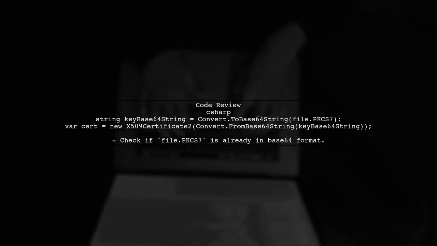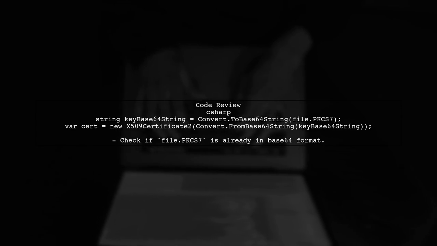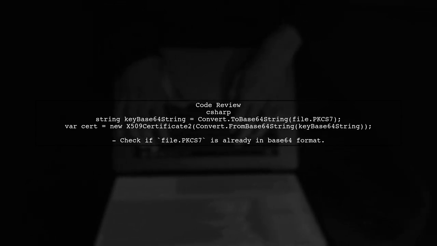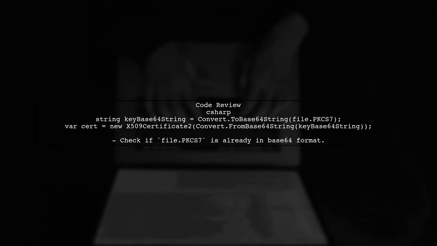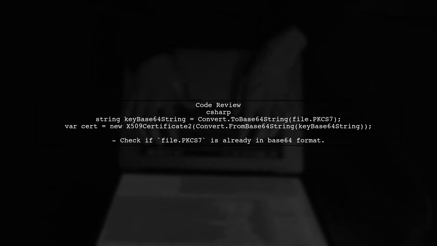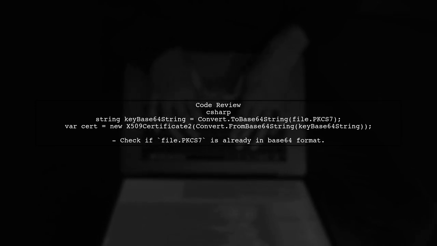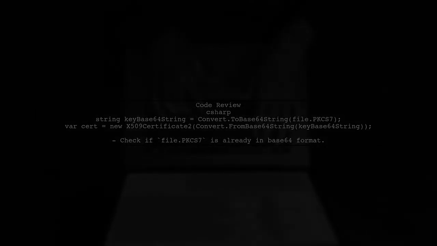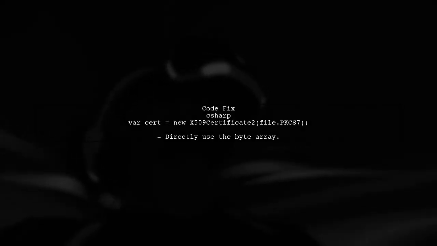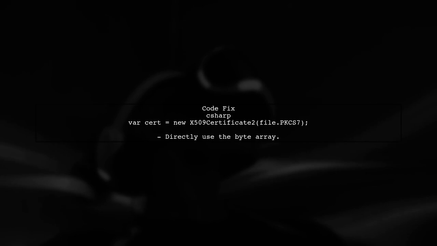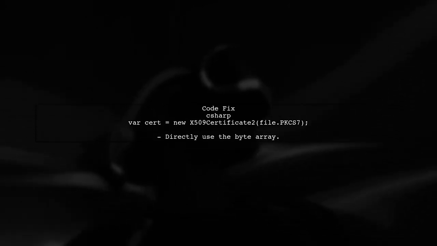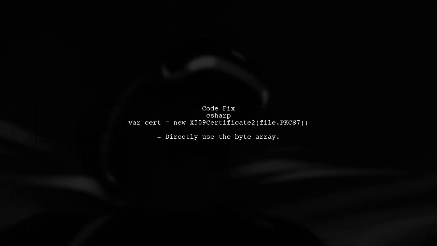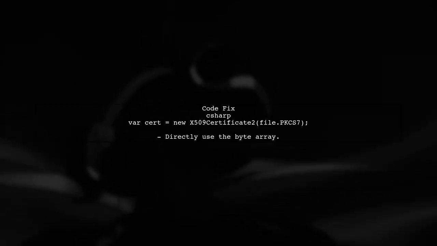Let's take a closer look at your code. You are converting a byte array to a base 64 string and then back to a byte array. This double conversion might be unnecessary. Instead, you can directly use the byte array from file.pk7 to create the X509Certificate2 object. Here's how you can modify your code.